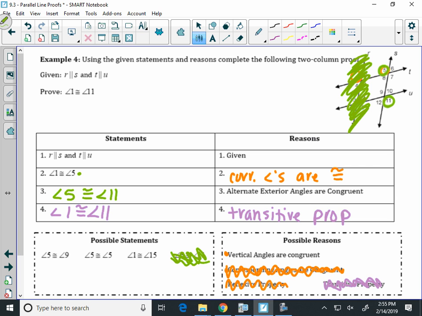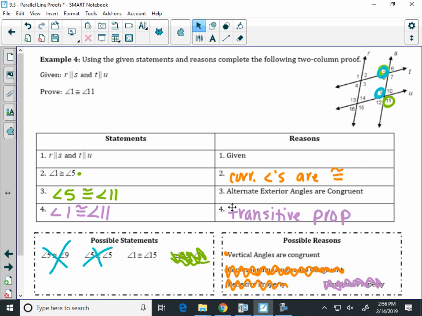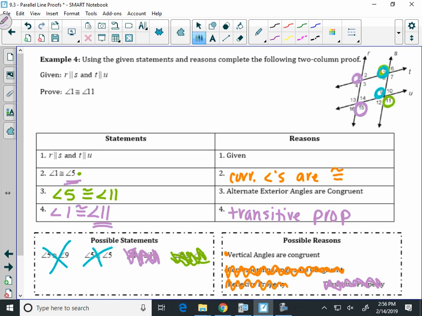You can also go through process of elimination. If you look at the diagram, just to double check, 5 and 9, here's angle 5, here's angle 9. Those are not alternate exterior, they're corresponding. 5 is not an alternate exterior angle to itself. And if you look at the diagram, here's angle 1 and here's angle 15. They are alternate exterior angles, but that doesn't link us. That doesn't link the second angle 5 to the last angle 11. That's linking it to 15, and that's not what we want. So 5 is congruent to 11 is the one that makes the most sense to put there.